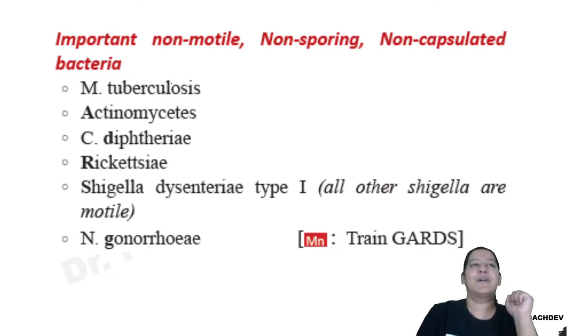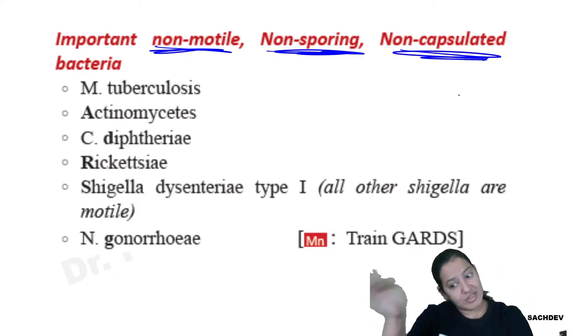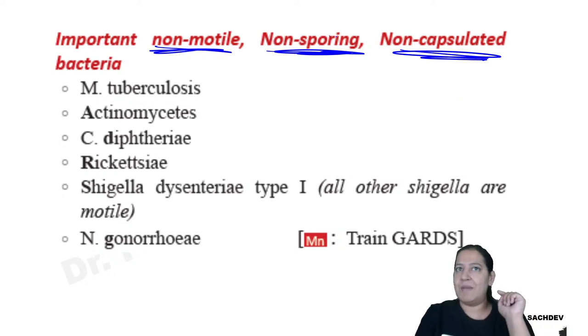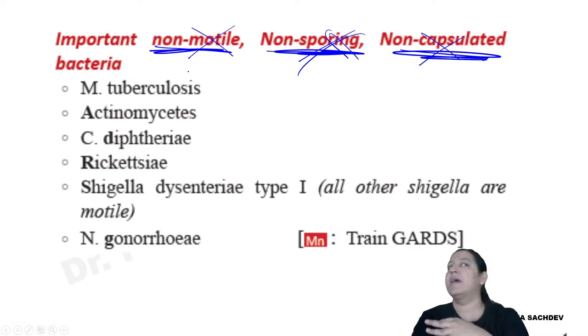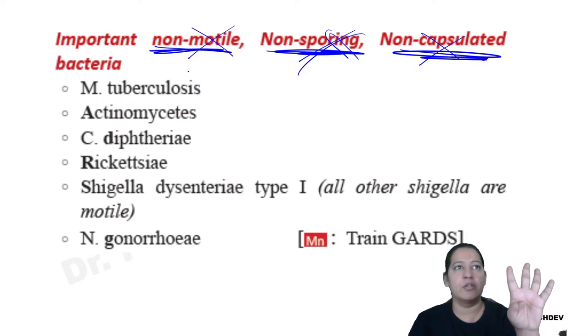So the next mnemonic. The bacteria which are non-motile, non-spore forming and non-capsulated. Jo un tino list mein nahi aayenge. Na spore forming wali list mein hai. Na capsule, PACIB MCV mein hai. Na BSC chemistry mein hai. Na very protective solution HCl or cute baby sleeping mein. So wo bacteria kaun se hai? Ye thoda sa difficult mnemonic hai. Mujhe dekhne do kaisa banega.